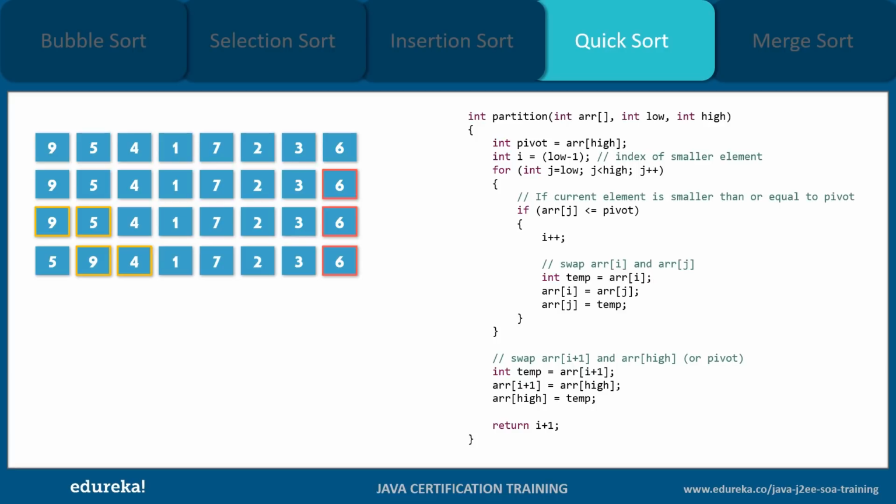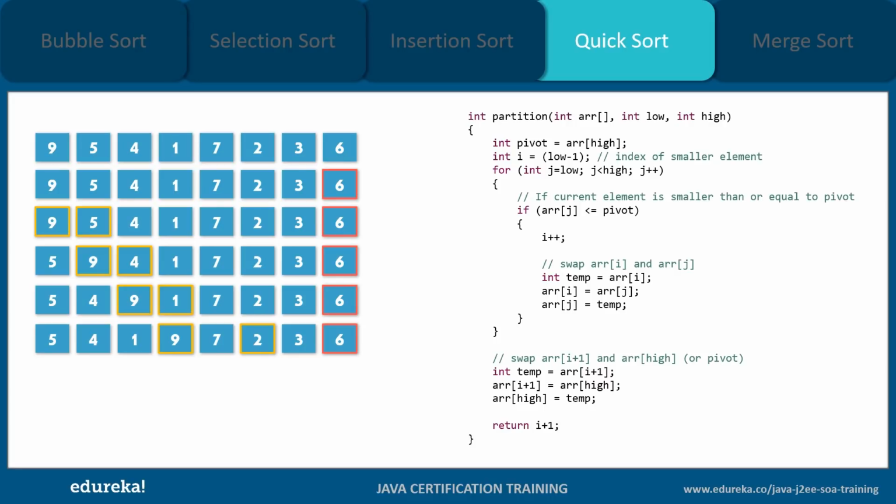Now the new number with the jth index is 4. So if you compare 6 and 4, we understood that 4 is lesser than 6. So what we'll be doing is, we will be re-swapping your number 9 and 4 and then increment i. Now again 6 and 1 are compared, and we see that 1 is less, so you again swap. But 7 is greater, you don't swap.